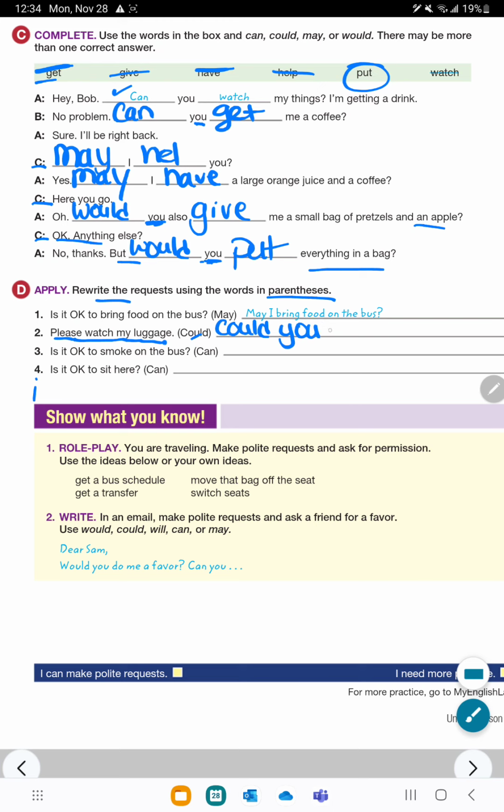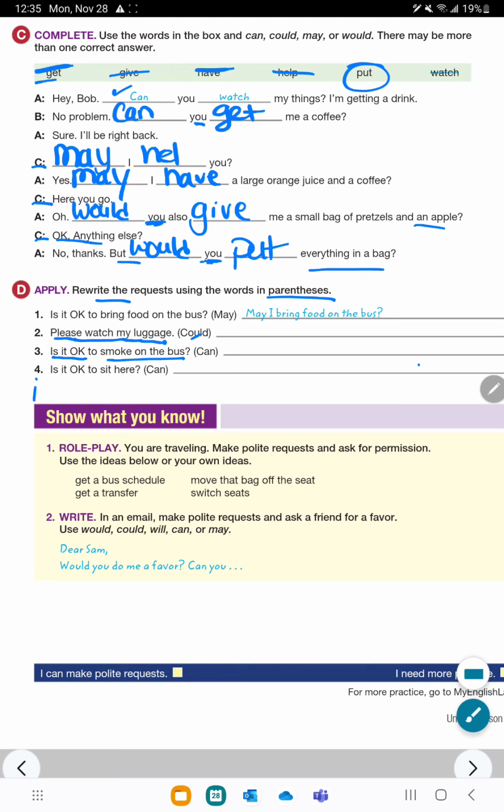could you please watch my luggage? Question mark. All right. Pause it so you can write it down. Okay, great. You got it. So now that's number 2. Let's look at number 3. Is it okay to smoke on the bus?